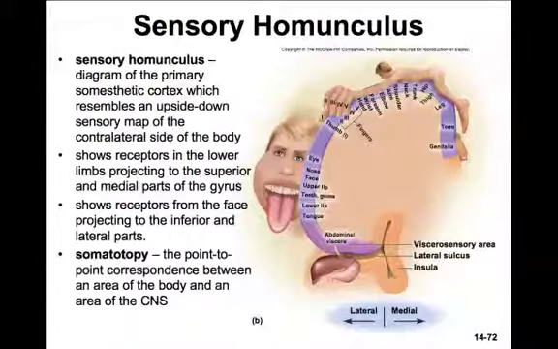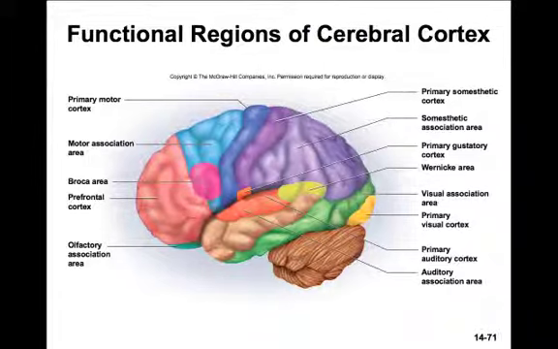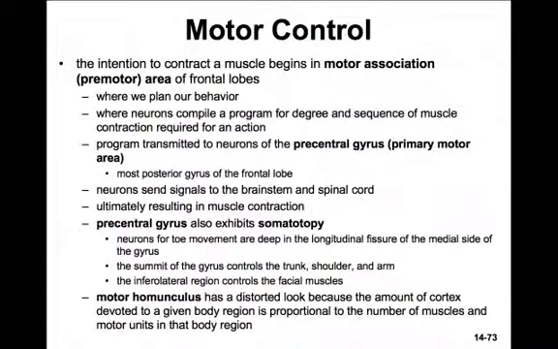Most of the precentral gyrus is in the frontal lobe. It's this blue one here. The precentral gyrus also exhibits somatotopy. Neurons for toe movement are deep in the longitudinal fissure on the medial side of the gyrus. The summit of the gyrus controls the trunk, shoulder, and arm, and the inferolateral region controls the facial muscles.